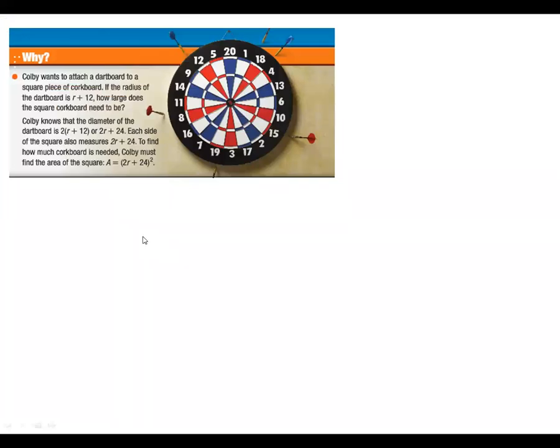So Colby wants to attach a dartboard to a square piece of chalkboard. If the radius of the dartboard is r plus 12, how large does the square chalkboard need to be? Well, Colby knows that the diameter is twice the radius, so 2 times r plus 12, or 2r plus 24 rather. Each side of the square also measures 2r plus 24. To find how much chalkboard is needed, Colby needs to find the area of the square. Area is side length squared, so the side length is 2r plus 24. You've got to square that.